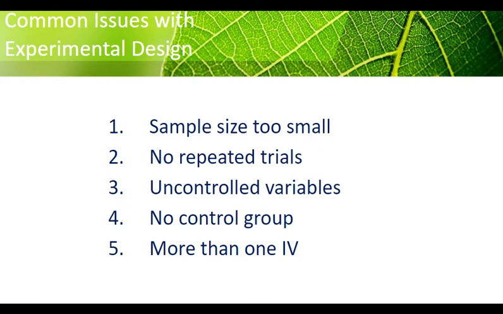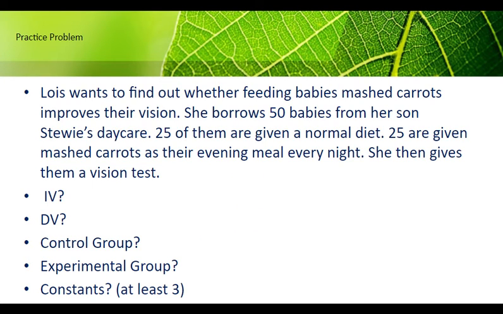Some common issues with experimental design: maybe a small sample size, not repeating trials, uncontrolled variables, no control group, and more than one independent variable. Any one of these issues will bring up some validity issues in your experiment and should be addressed. Read this experiment and see if you could identify the independent variable, dependent variable, control group, experimental group, and at least 3 constants.